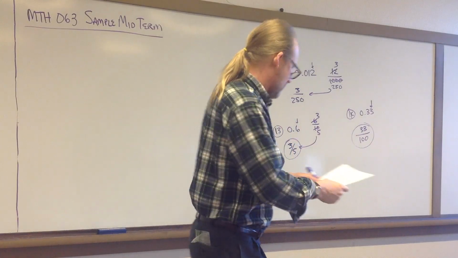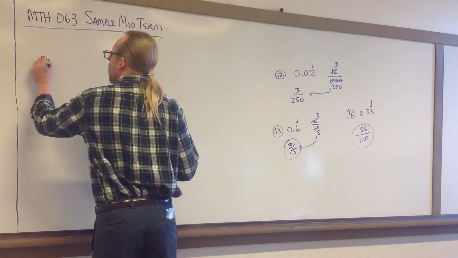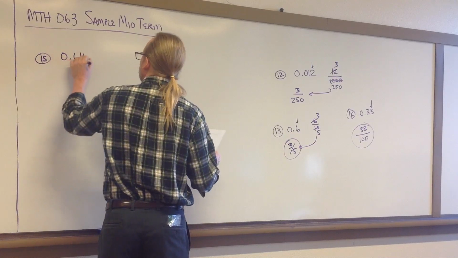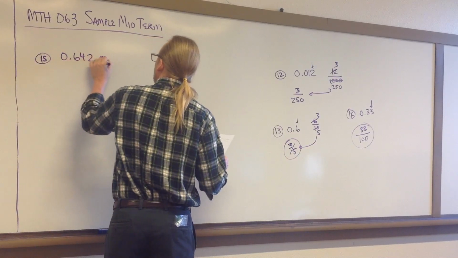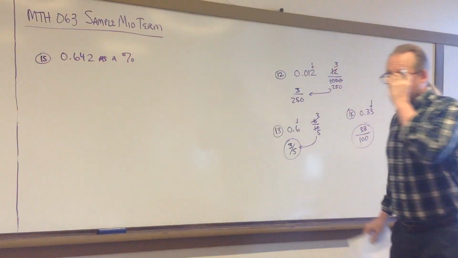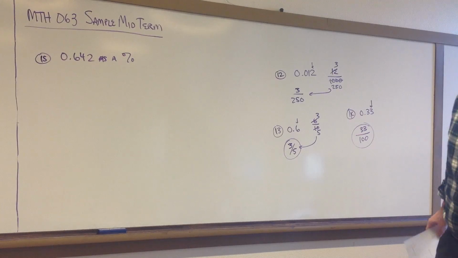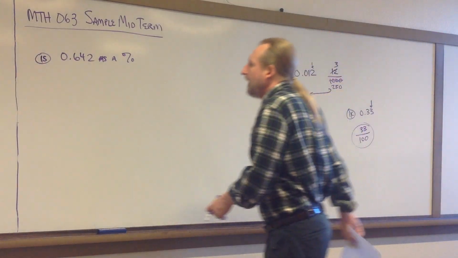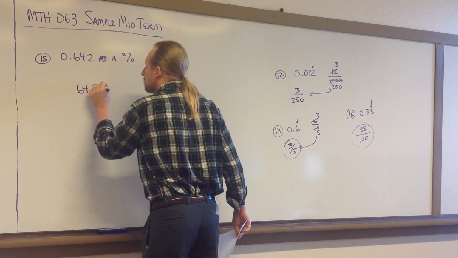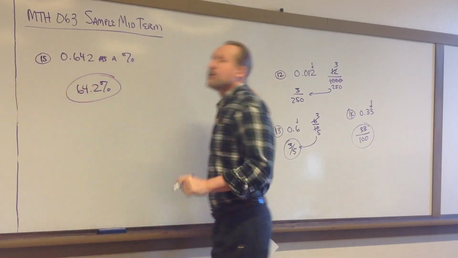Let's see here. Now, problem 15. We want to express 0.642 as a percent. Okay? So that means we need to multiply it by 100, which has the effect of moving the decimal point 2 places over. This will be 64.2%.